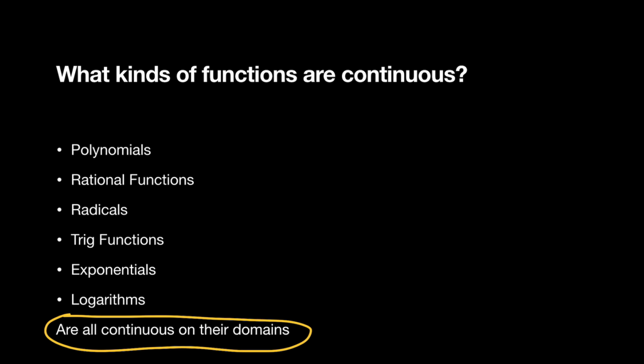What kinds of functions are continuous? I have a big list of functions that are all continuous on their domains: polynomials, rational functions, radicals, trig functions, exponentials, and logarithms. So if you want to figure out where one of these 6 types of functions is continuous, you really just need to find their domain. All of these functions are continuous on their domains.